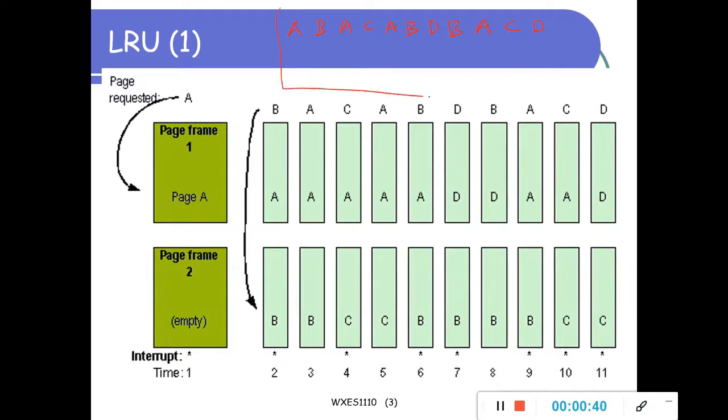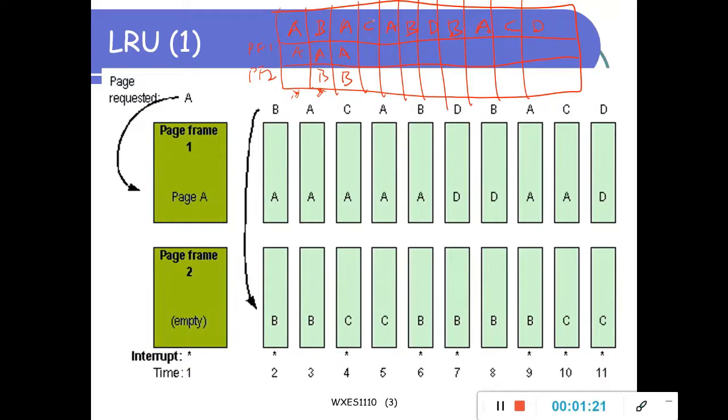So you have here page frame 1 and page frame 2. The first one is definitely A, and this one is definitely B. Both of these have a page fault. Okay, for the third one, this is A, so it's not a problem. A is already in page frame 1.